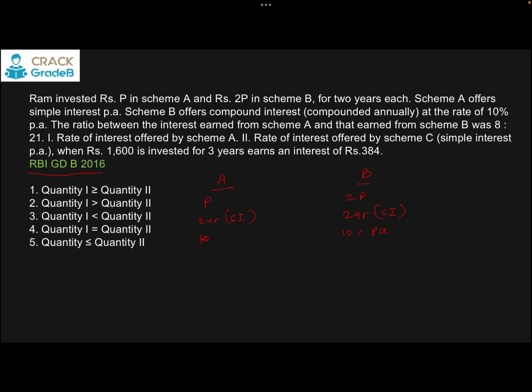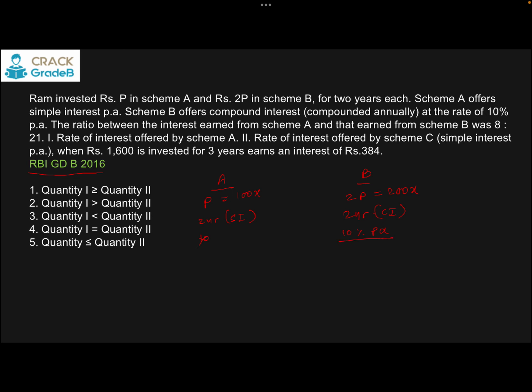Sorry, this is not given. Scheme B offers compound interest at the rate of 10% per annum. The ratio between the interest earned from scheme A. So we can just first consider the principal here as 100x. So this now will become 200x.